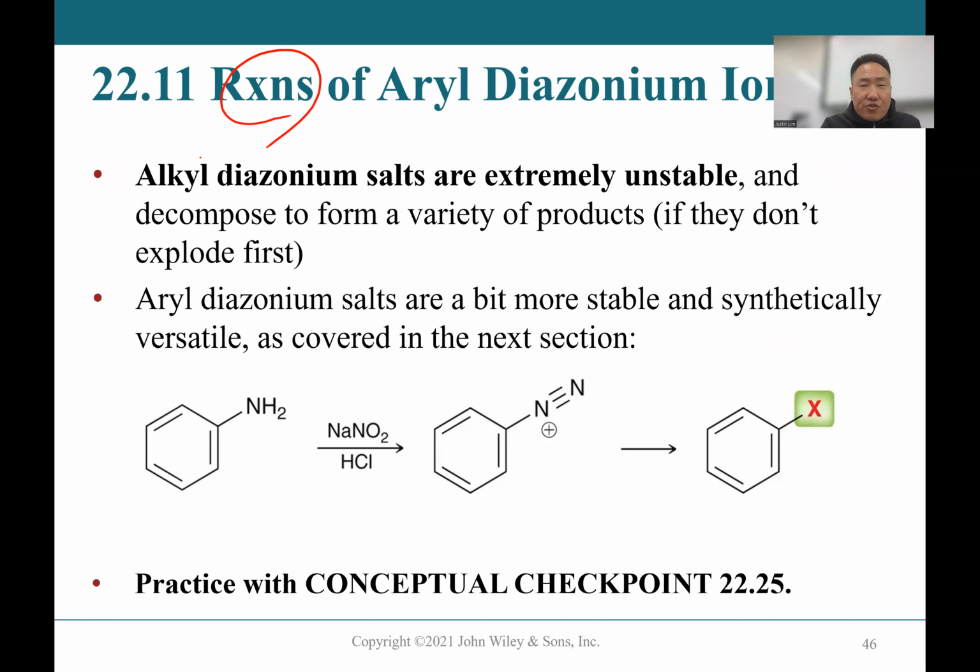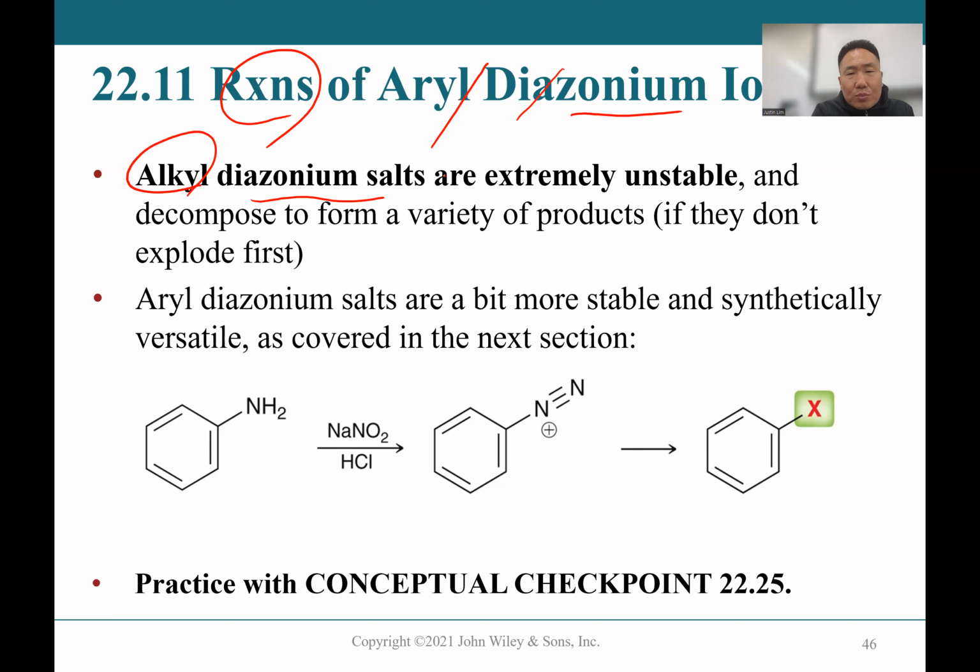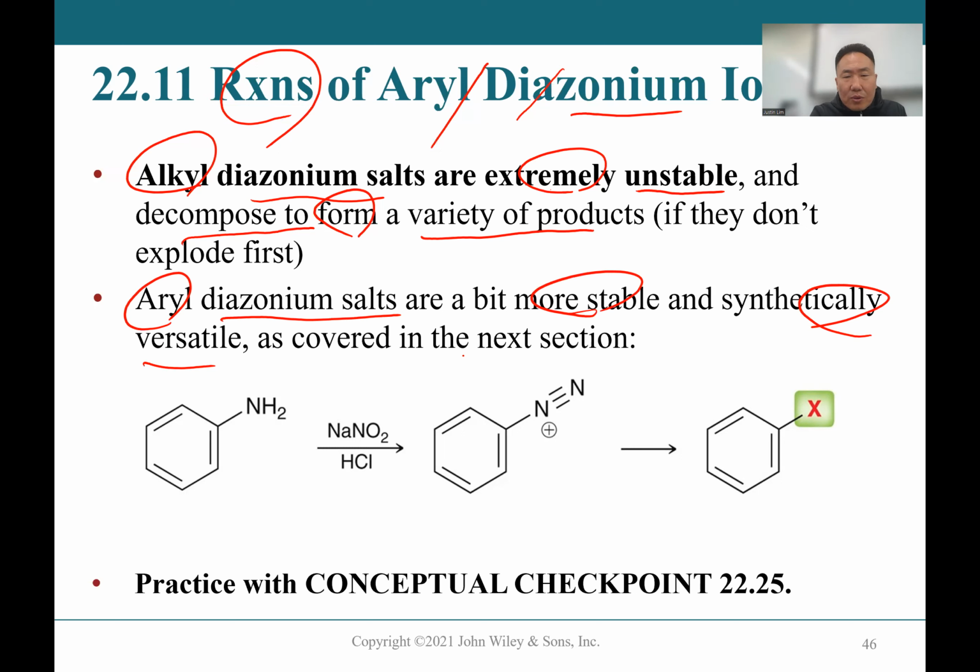Let's review reactions of alkyl diazonium ions. Alkyl diazonium salts are extremely unstable and decompose to form a variety of products. So we use aryl diazonium salts. Aryl diazonium salts are a bit more stable and synthetically versatile, as covered in the next sections. Aniline reacts with NaNO2 and HCl to generate the aryl diazonium salt.